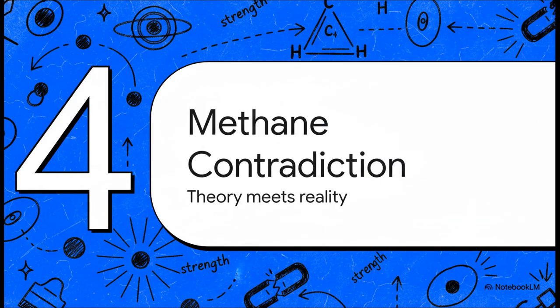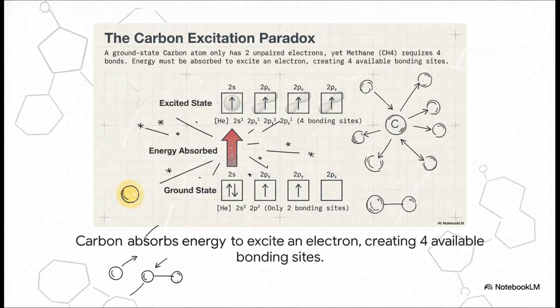So far, so good, right? Valence bond theory seems to be working great. It explains why some bonds are stronger than others and gives us a clear mechanism. But now we're going to throw it a curveball. We're going to test it with a super common molecule, and a huge puzzle is about to pop up. Let's think about methane, CH4. If you look at a carbon atom in its normal, ground state, it only has two unpaired electrons. So based on everything we've said, it should only be able to form two bonds. But we all know methane has four bonds, so what gives?